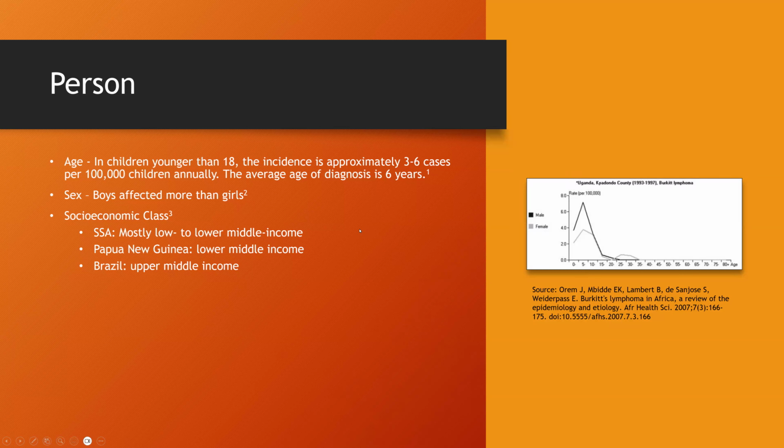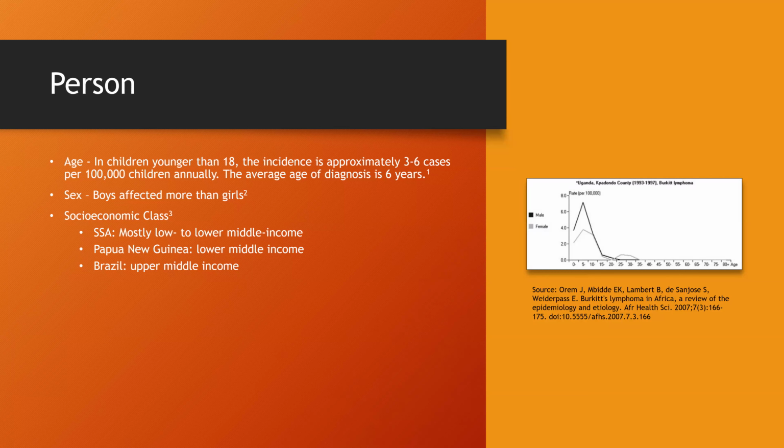The person characteristics of Burkitt lymphoma, as we talked about at the beginning of this slide deck, it's in the name. We're looking at pediatric Burkitt lymphoma cases. So we're looking at cases occurring in children younger than 18. The average age of diagnosis is 6 years old. And as far as gender goes, males are affected more than females.